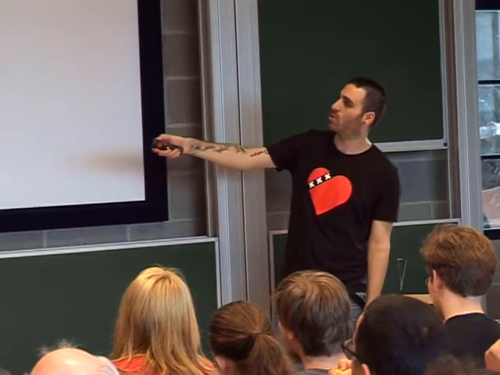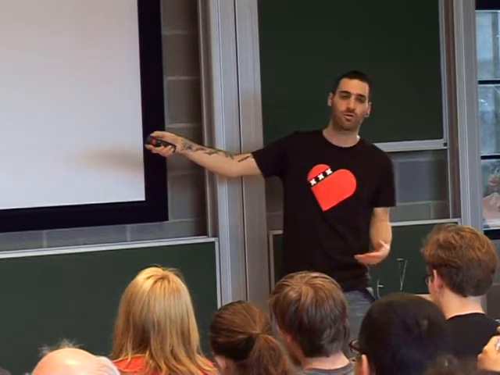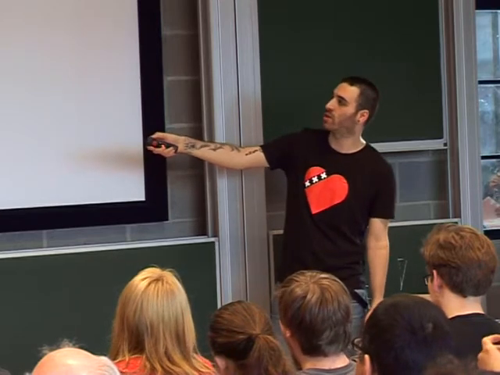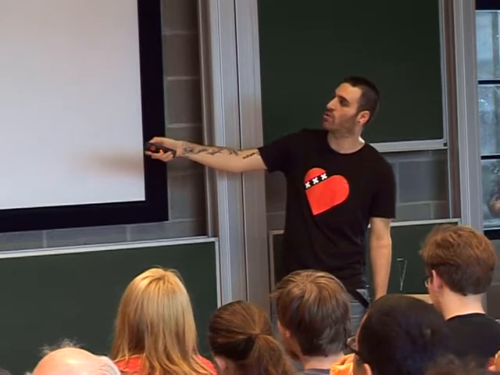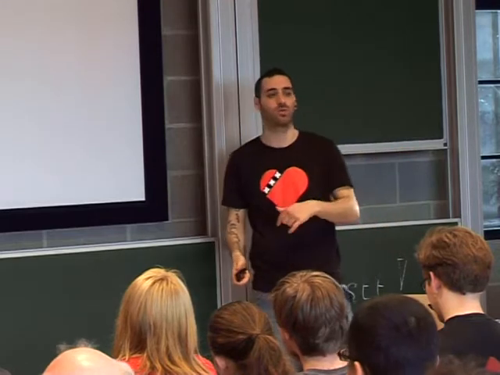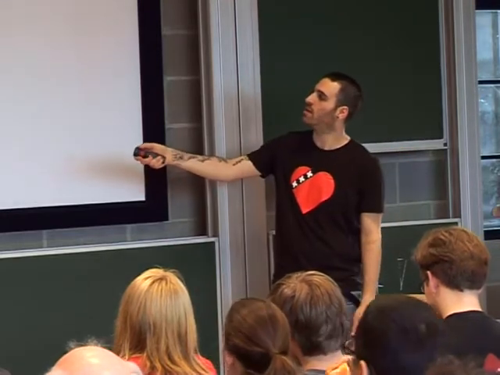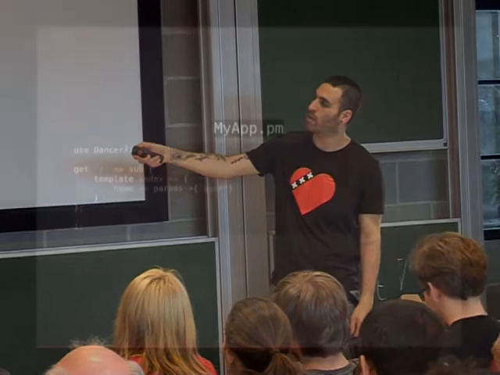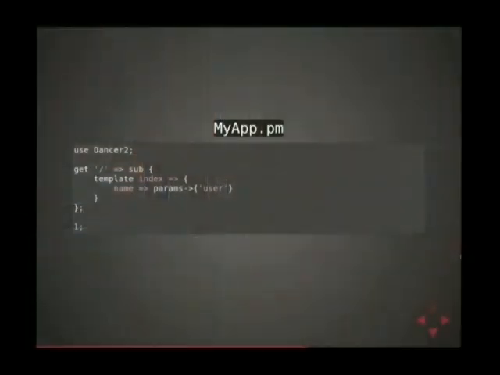And then here I use the template keyword that says render a template. The template is called index. And here are parameters that I want you to send to the template that you will use. I give it a name as a key. And the value is actually from the parameters, fetch me the user key. This will actually parse the PSGI environment and put everything in a hash that you can access using a keyword called params.